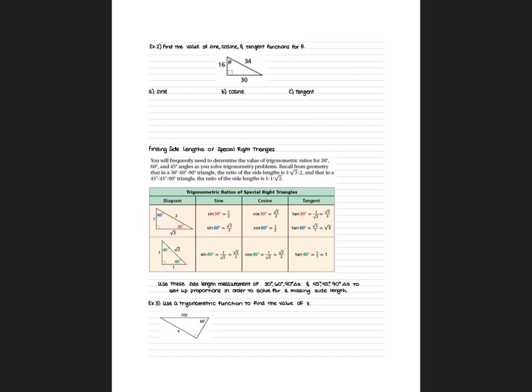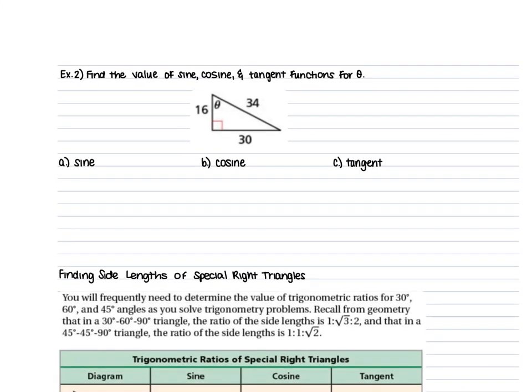For our next example, we are given this right triangle with side lengths of 16, 30, and 34. The 34 is our hypotenuse because it's opposite of the right angle. Our theta is in that top corner, so our opposite is going to be the 30, and our adjacent is going to be the 16. So sine is opposite over hypotenuse, so opposite is 30 over hypotenuse, which is 34. These are both divisible by 2, so 15 over 17 is our sine.